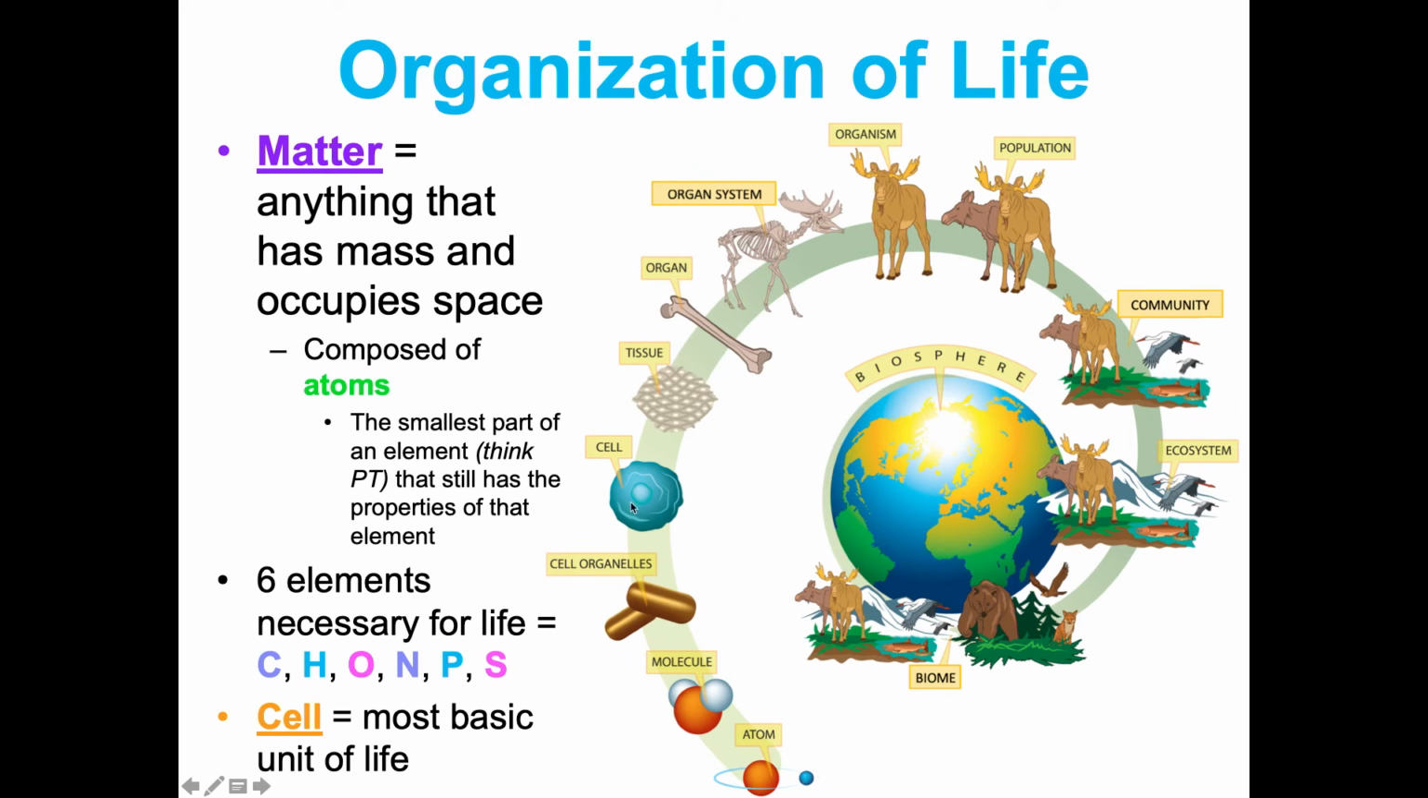But cells organize themselves into tissues. Tissues organize themselves into organs, which organize themselves into organ systems, like the skeletal system, muscular, circulatory, respiratory, digestive, that kind of thing. And all of those systems work together to make up the organism.